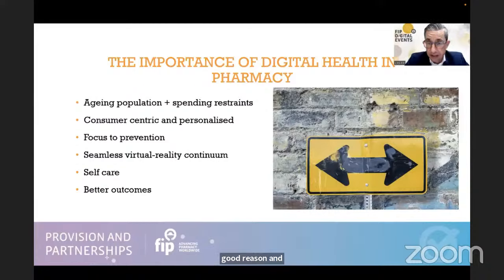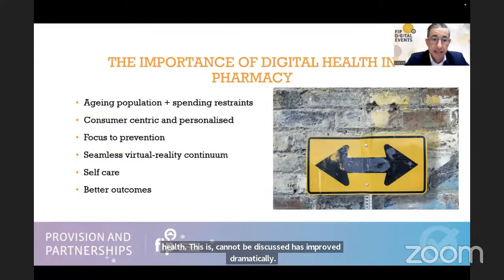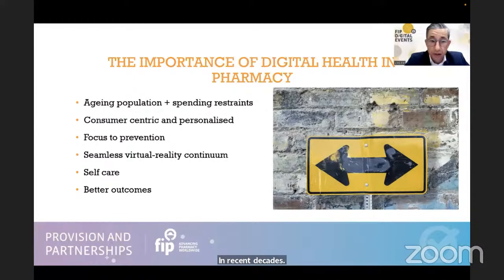Global health has improved dramatically in recent decades, this cannot be disputed. However, the current model for providing healthcare is being slowly torn apart by the opposing forces of a global aging population and generally greater restraints on government and healthcare insurance companies' spending. Maintaining the status quo is not an option, also for pharmacy.